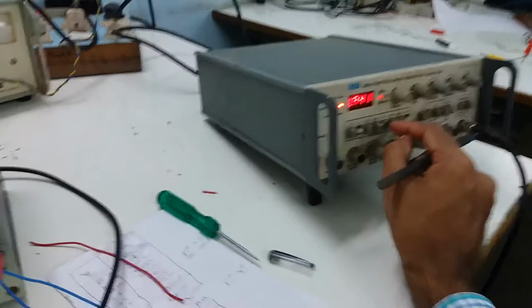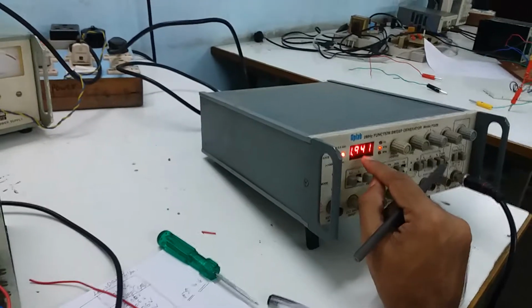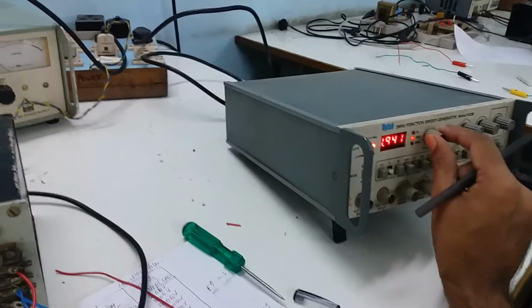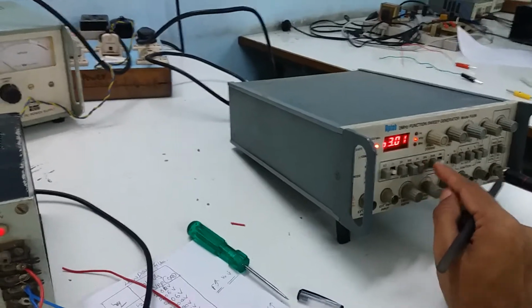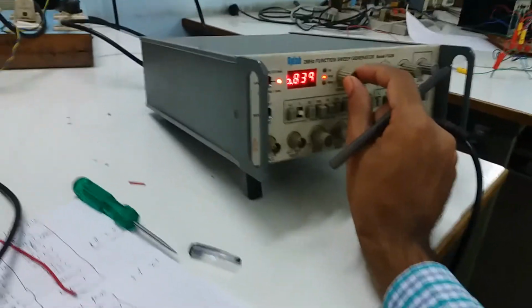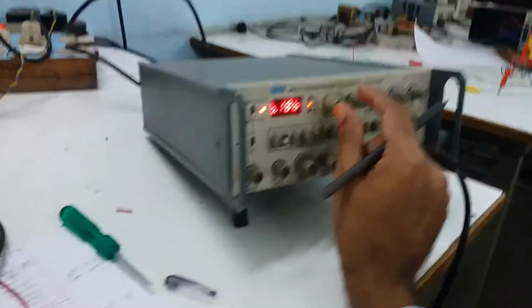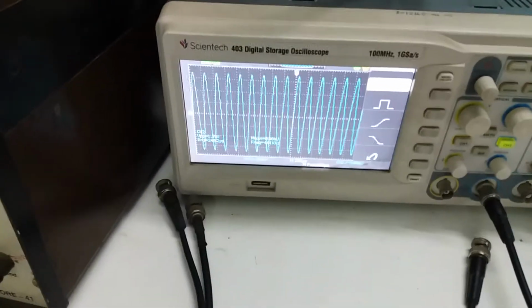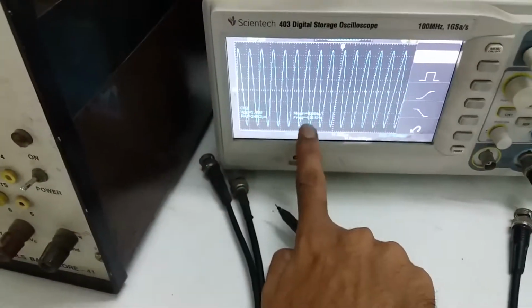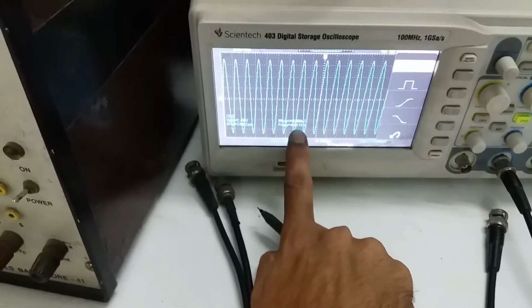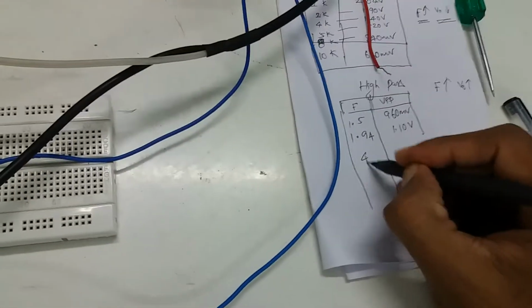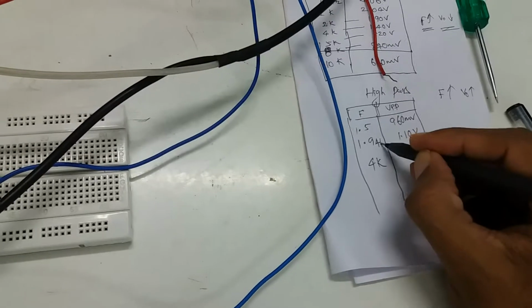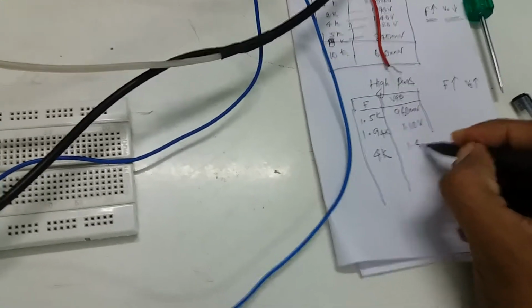Next I want to change to 2. Now it is almost 2k. I want to increase to 4k, so I will set it to 4k. It will display 4k here also, because I am giving 4k as the input. And what is the voltage? 1.40. So at 4k, it is 1.40 volt.